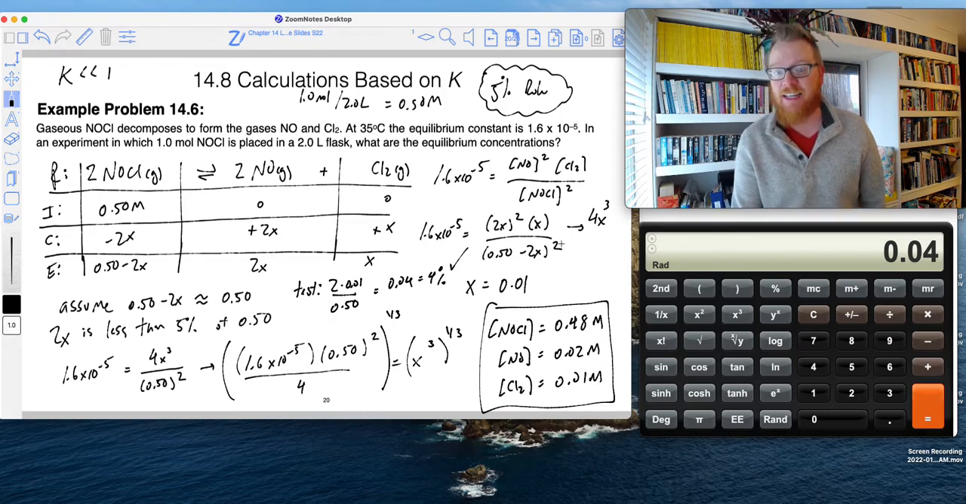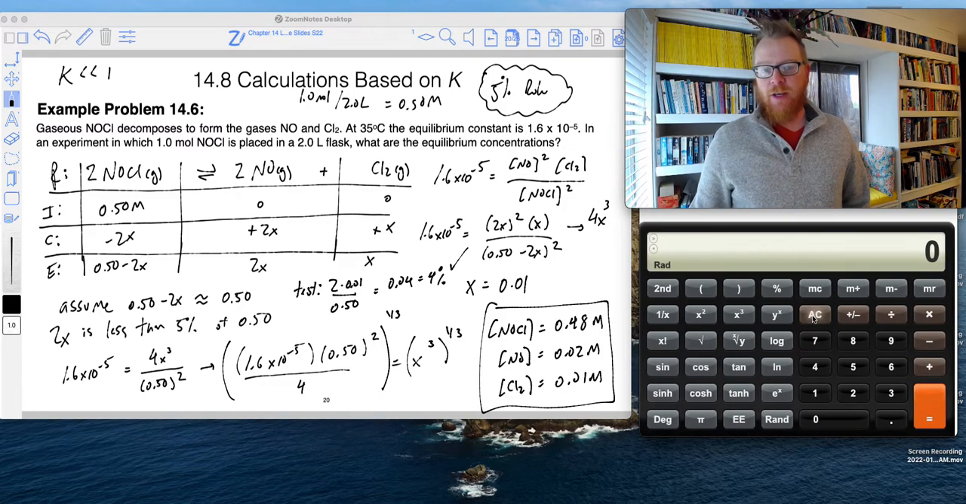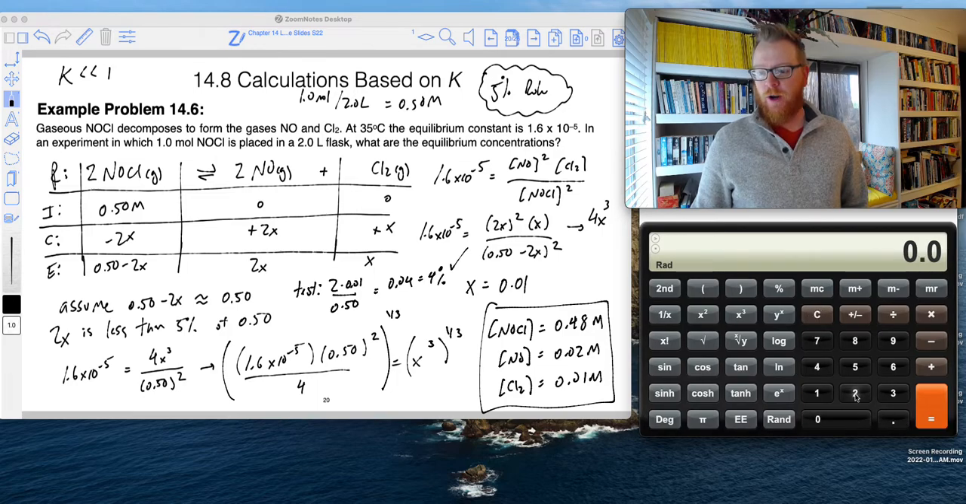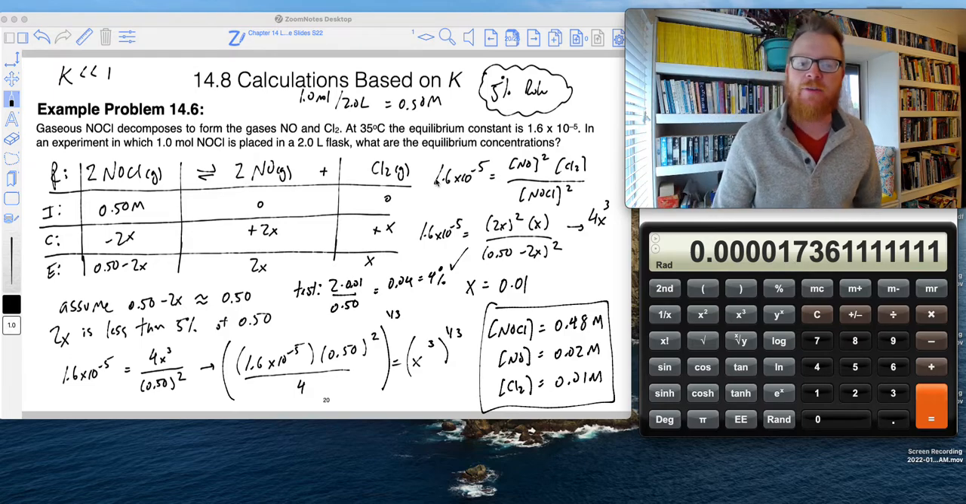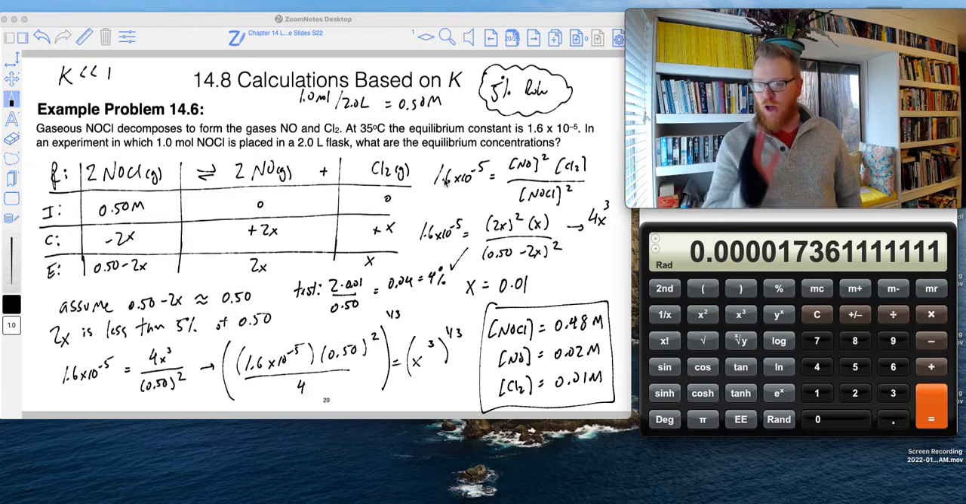Of course, we can test it by plugging everything back into here. So we're going to say NO squared, which is 0.02 squared, times Cl2, which is 0.01, divided by NOCl squared, so that's divided by 0.48 squared, equals, and look at that. It came out to be 1.7 times 10 to the minus 5, which again is close enough for this class.